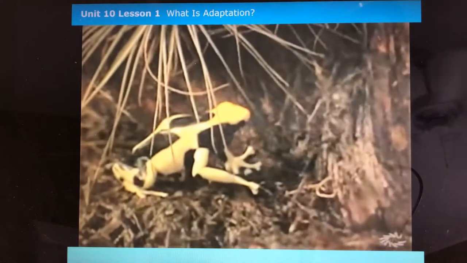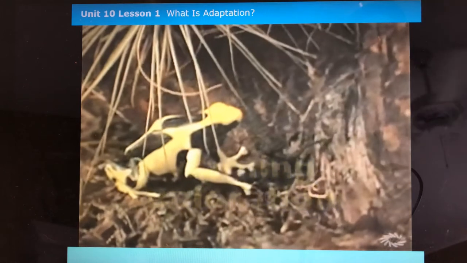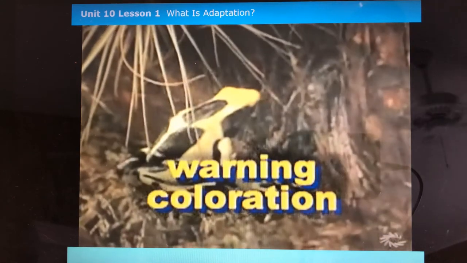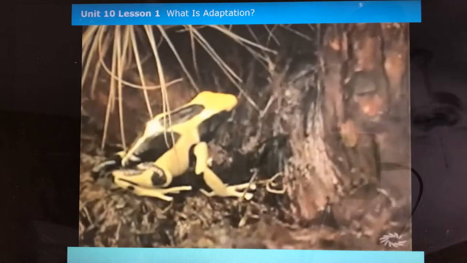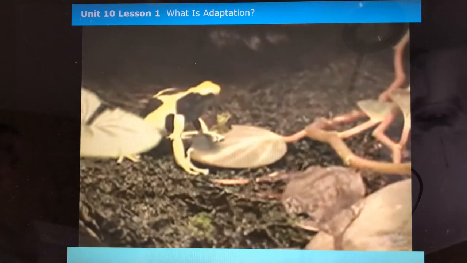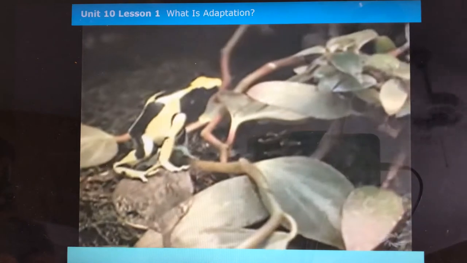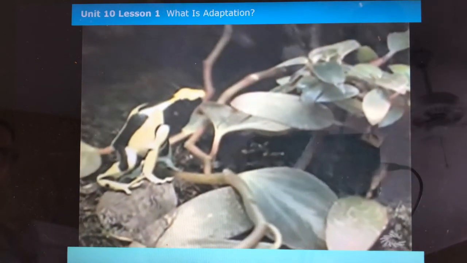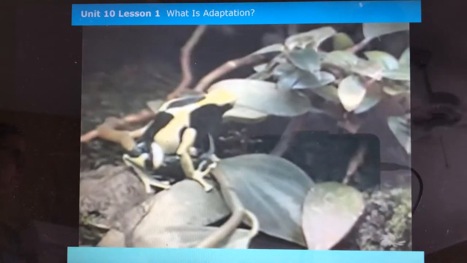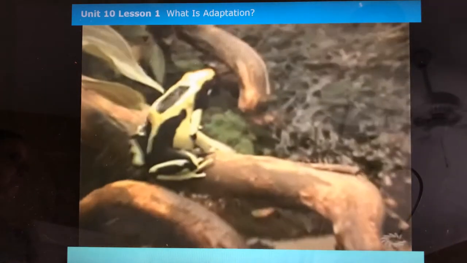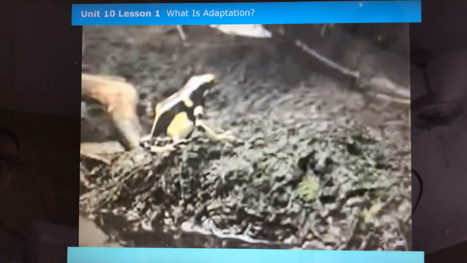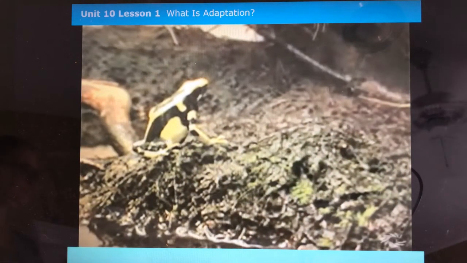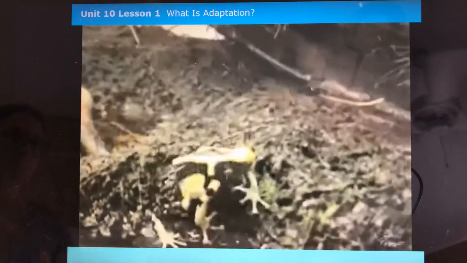Now here's a little critter that benefits from what scientists call warning coloration, another kind of adaptation involving color. Our flashy friend here, a poisonous, foul-tasting frog from South America, uses color to be seen rather than to hide. Frogs' bold markings and bright colors warn birds and other would-be predators to leave them alone.